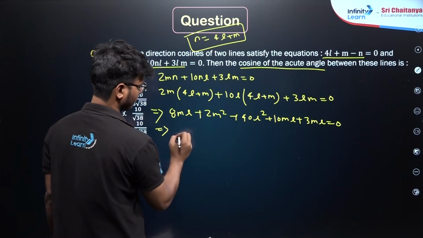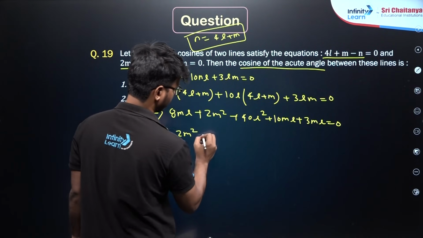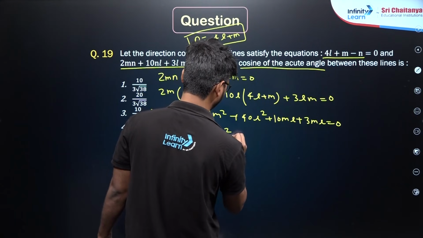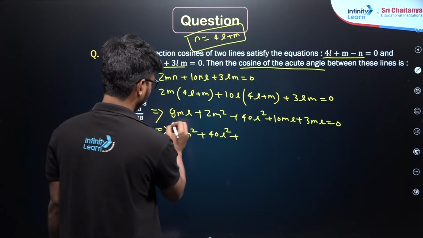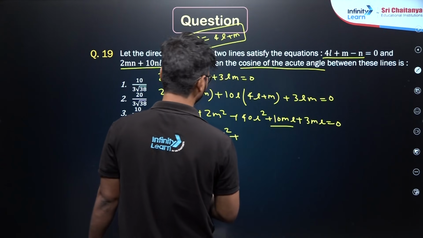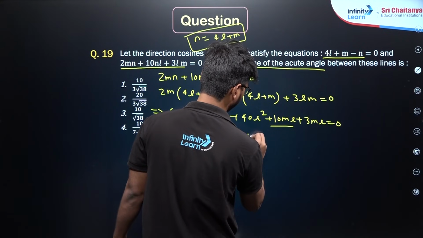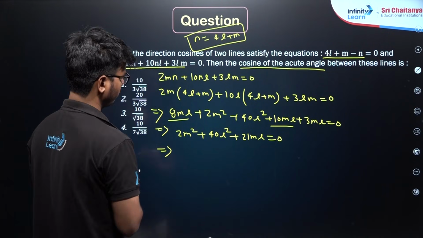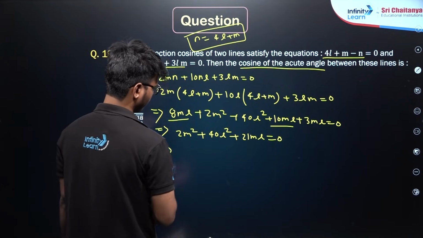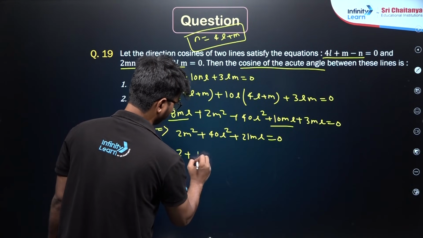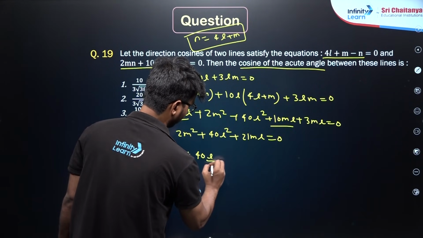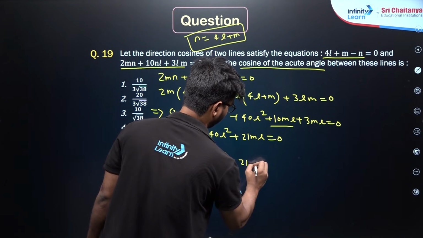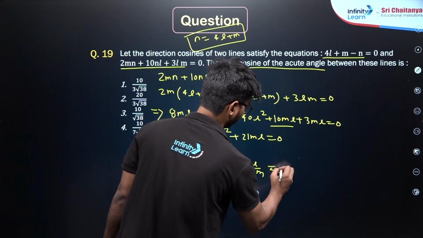So I am writing all the like terms together. So it will be 2m square plus 40 l square plus, here it is 8, 10 plus 8, 18, 19, 20, 21. So it will be 21 ml equals to 0. So now I am just dividing throughout by m square. So I am going to get 2 plus 40 (l by m) the whole square plus 21 l by m equals to 0.